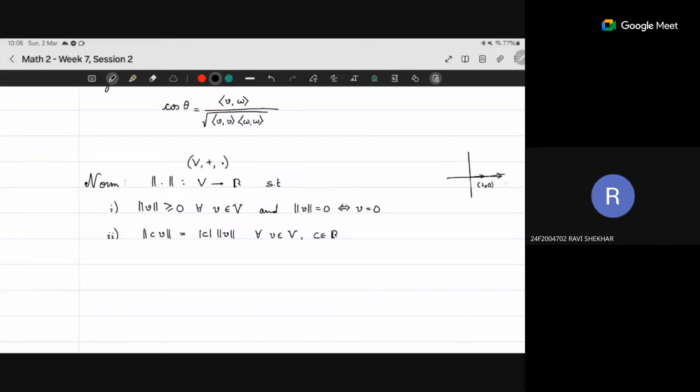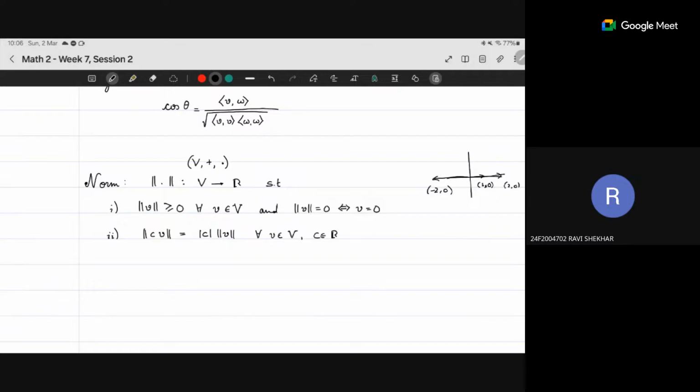That is 2, right? So that is twice. So 2 times (1, 0), the length of that is 2 times the length of (1, 0). So there's no squaring happening over there. And similarly, if I have, say, (-2, 0), that is also length 2 itself. So that is why this modulus comes.